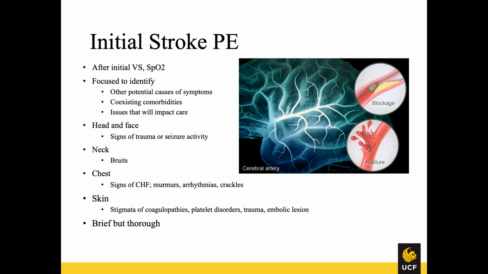Focus to identify other potential causes, coexisting comorbidities, and other issues that will impact the care. Looking at the head and face, signs of trauma or seizure activity. Listening in the carotid region for bruits. If there is a bruit present, then you know there's probably a greater than 75% or even higher occlusion. Chest, signs of CHF, murmurs, dysrhythmia, crackles. Skin, stigmata of coagulopathies, platelet disorders, trauma, embolic lesions that might be present. And this is a brief but thorough assessment that we're performing. So very, very important concepts here.